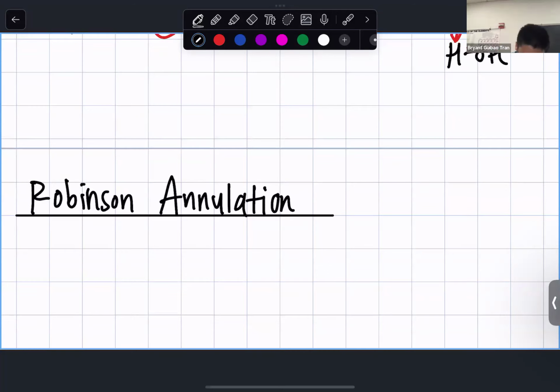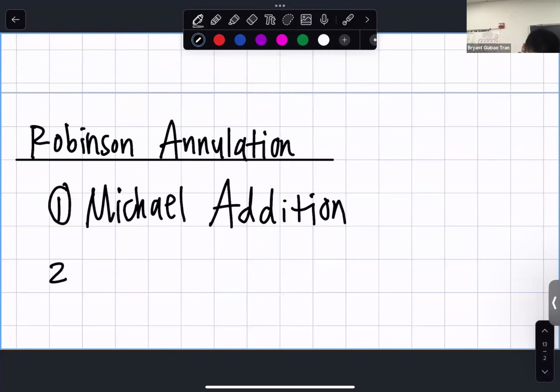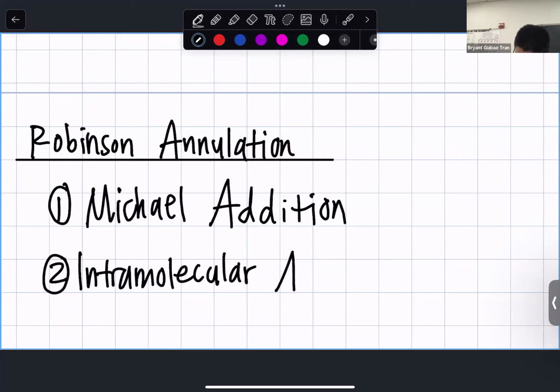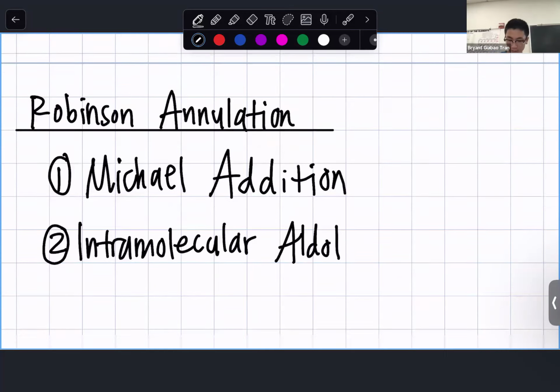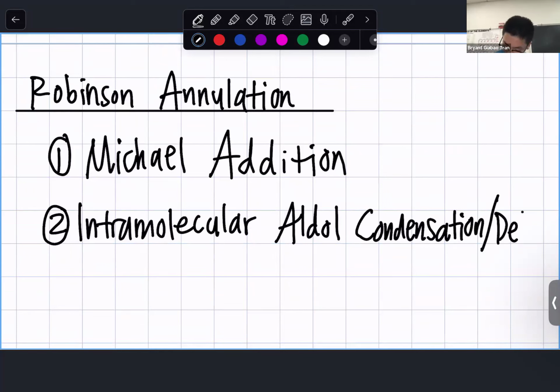Robinson annulation. The first thing that happens in Robinson annulation is a Michael addition. The second thing that happens is an intramolecular aldol dehydration or condensation. It depends on if you have a high temperature or not. Condensation if you have a low temp, no heat. Dehydration if you have heat.